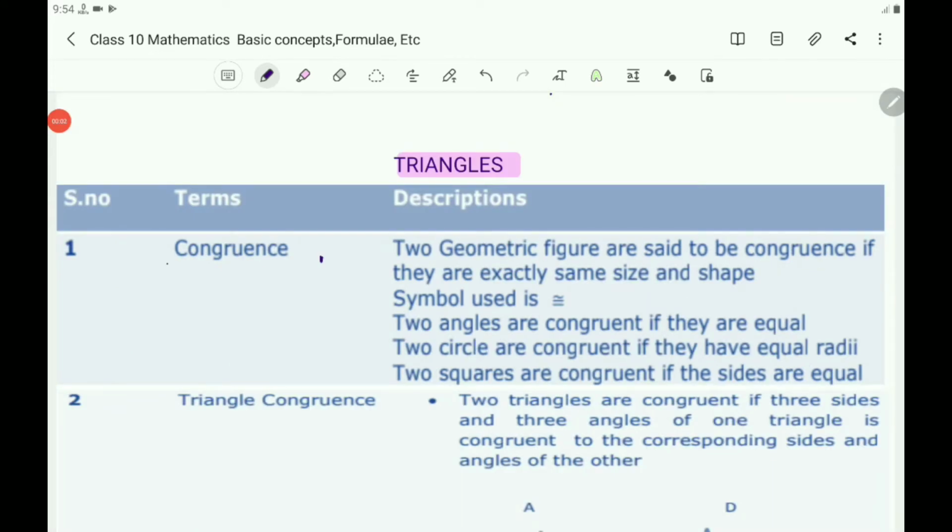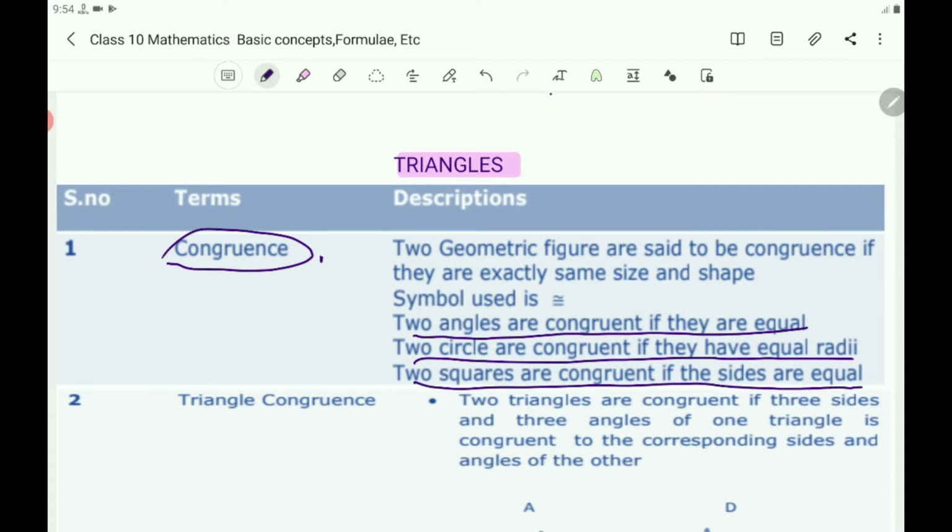Now let us discuss about the congruence or congruent figures. Two figures are said to be congruent if their corresponding parts are equal. So two angles are congruent if they are equal. Two circles are congruent if they have equal radii. Two squares are congruent if the sides are equal. Like this way, two geometric figures are said to be congruent if they are exactly the same size and same shape. If you keep one on the other, they coincide with each other. So they are the congruent figures.